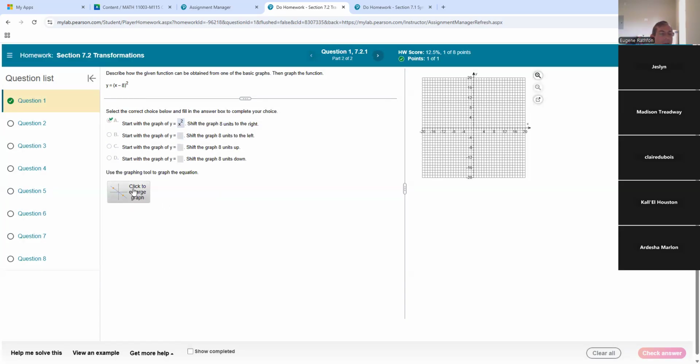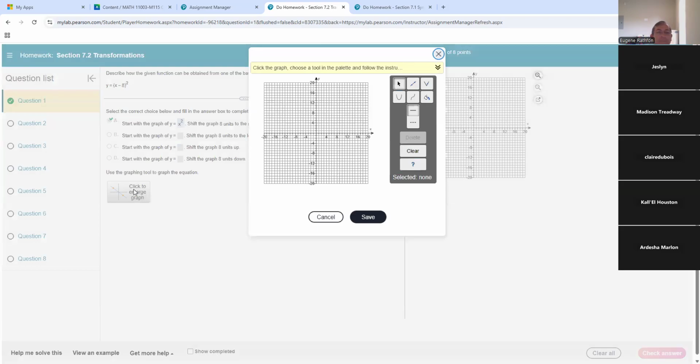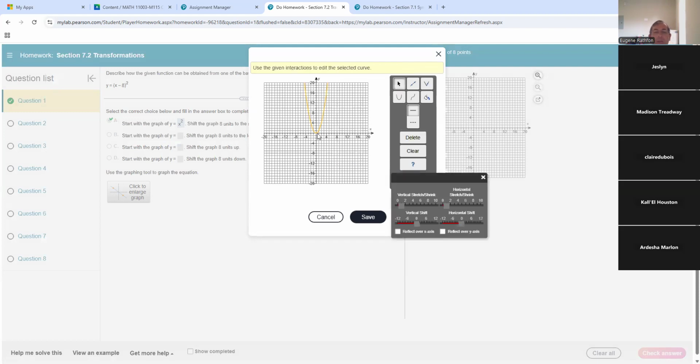Then I'm going to click the enlarge graph. Remember, exponent of 2 was the x squared graph, and we drew that basic graph as a U-shape. So click the U-shaped parabola for the x squared tool. And then y'all, you can click anywhere on the graph. Anywhere you click, it's still going to start in the middle. All right, so that went 8 units to the right.